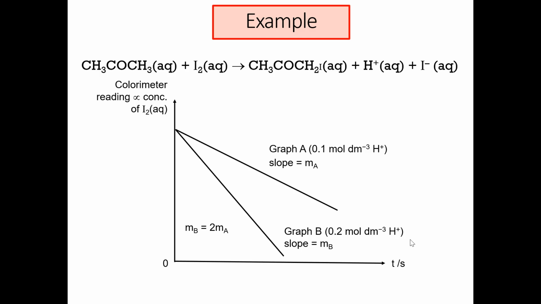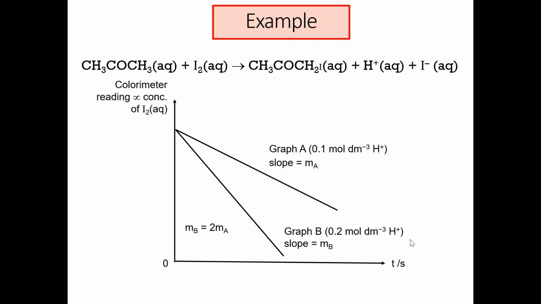We use a colorimeter to monitor the concentration of I2. Why? Because I2 aqueous is actually a colored species. If you have higher concentration of I2, then you will have higher intensity of the color, and the colorimeter will be able to read the signal. So as you can see, because I2 is a reactant, the concentration decreases, then the colorimeter will give us the signal accordingly. And if we do the scanning over time, we'll be able to monitor the concentration of I2 by using the machine itself.